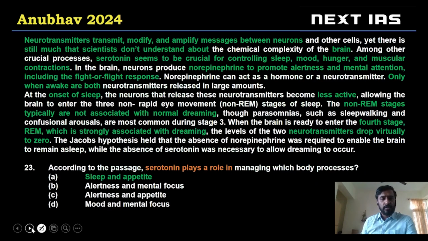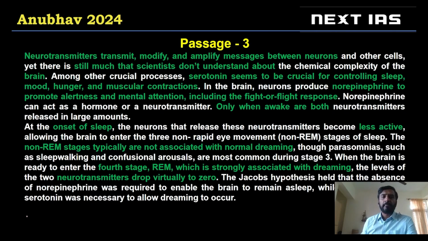Okay. Now, this was a slightly long passage. We can expect maybe 2 to 3 long passages in the exam, and each passage we can expect it to have 2 to 3 questions. This is about neurotransmitters. I wanted to pause and read this passage, just reading the words marked in green.